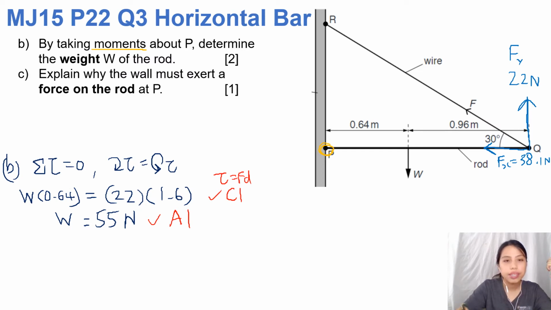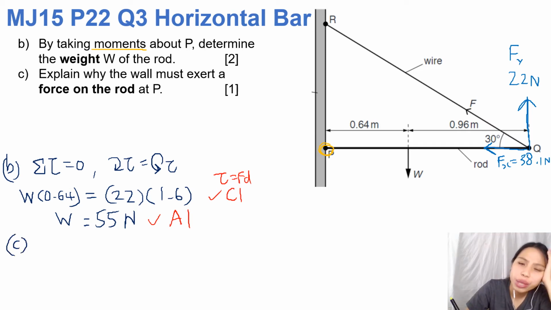Explain why the wall must exert a force on the rod at P. Now, please don't use the unofficial term. If you use my phrasing and say, oh, because the rod doesn't sink into the wall, that is the unofficial term for it. You want to use something more solid, some reasoning backed up by some maths. So, this is how we can talk about it in part C.